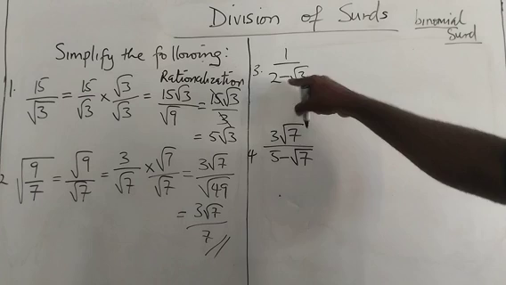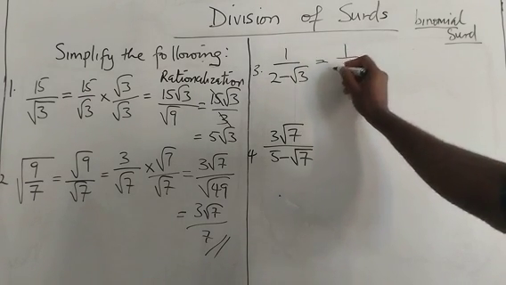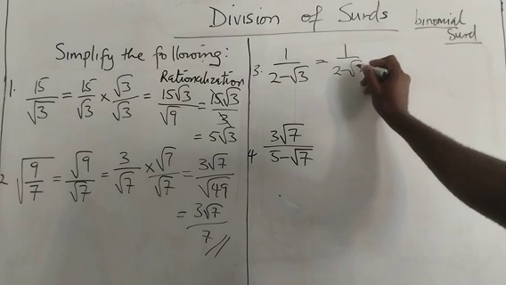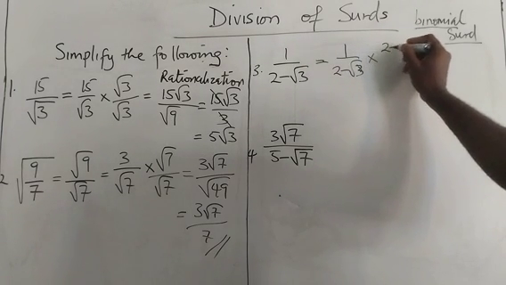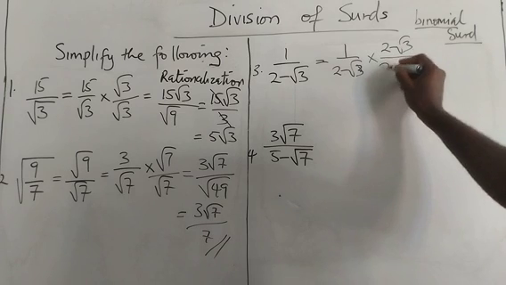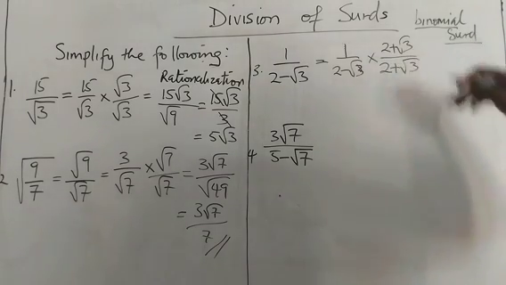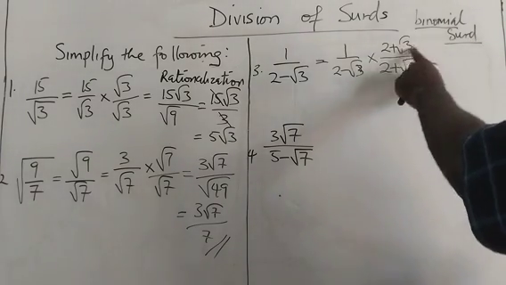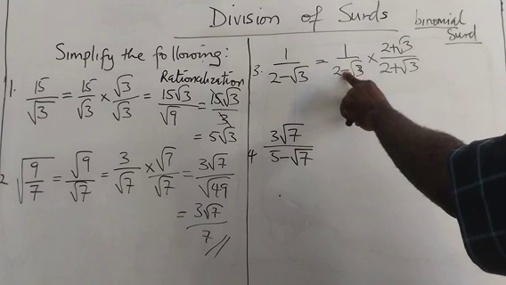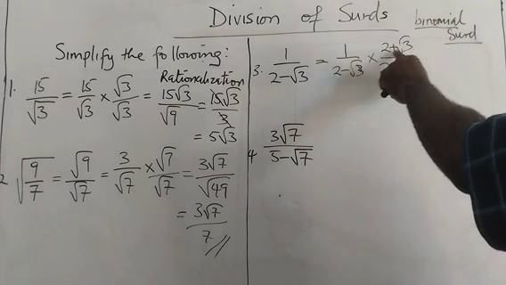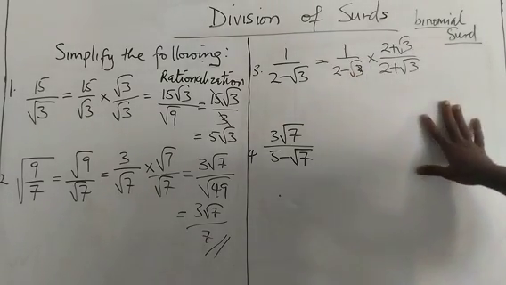Simplifying 1 over 2 minus root 3. We'll bring in the conjugate, which is 2 plus root 3 over 2 plus root 3. It has to be the same, except in the sign connecting them. This one is minus sign, while these ones have plus sign. But everything else has to be the same.